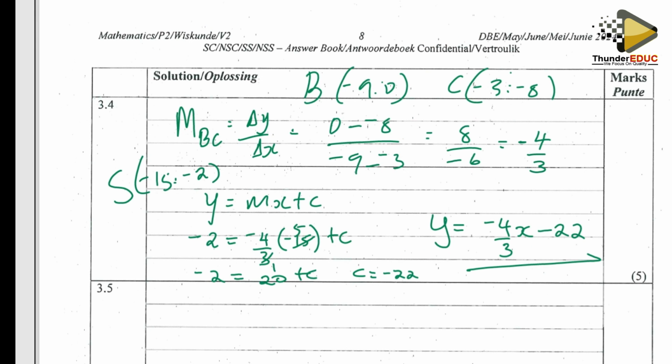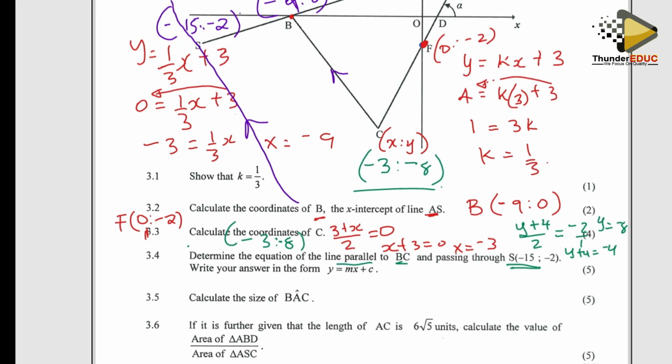Did we do everything correctly? Minus 2, minus 4 over 3. Okay, minus the plus. Okay, perfect. We move on.